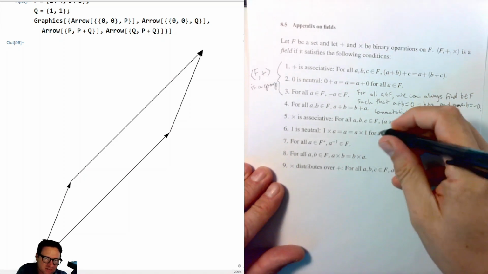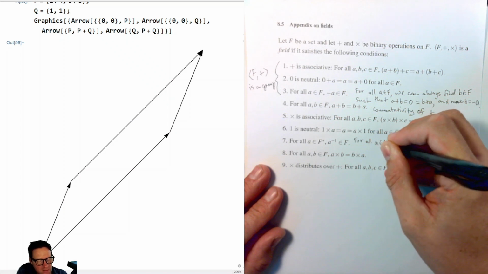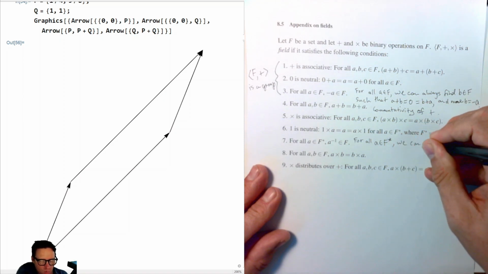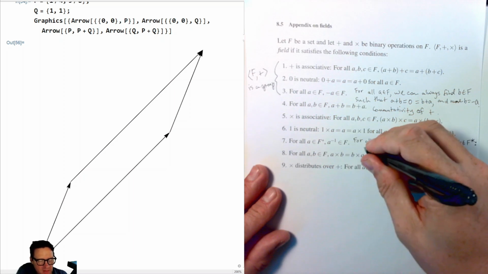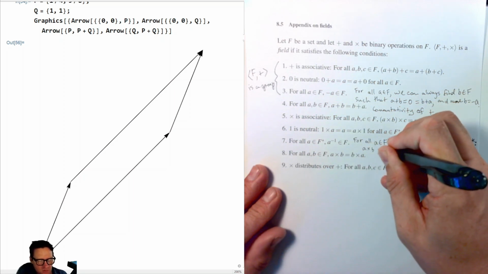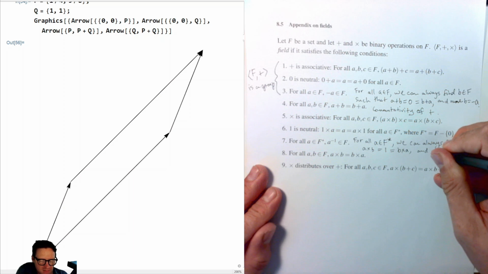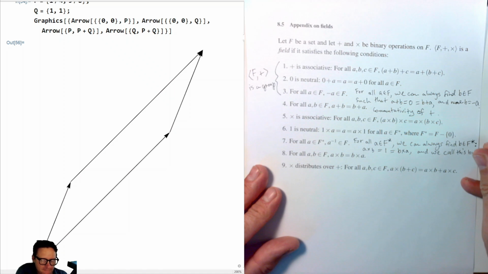Okay, so let's write more details on this. So for all A in F without 0, so F star, we can always find B in F star such that A times B is equal to 1, which is B times A, and we call this B A to the power of minus 1, or 1 over A.